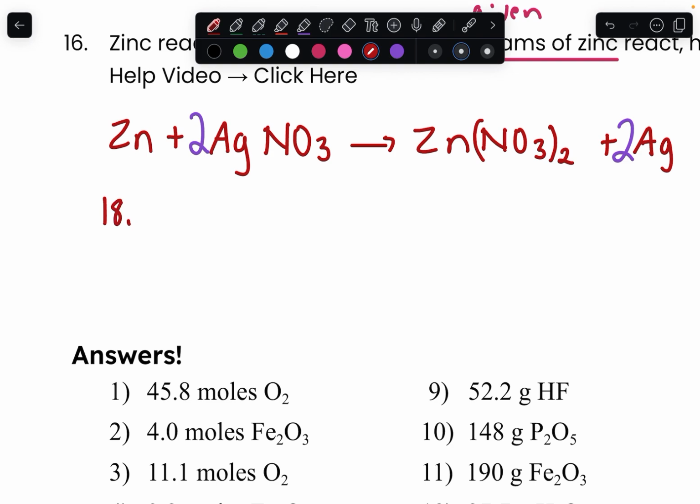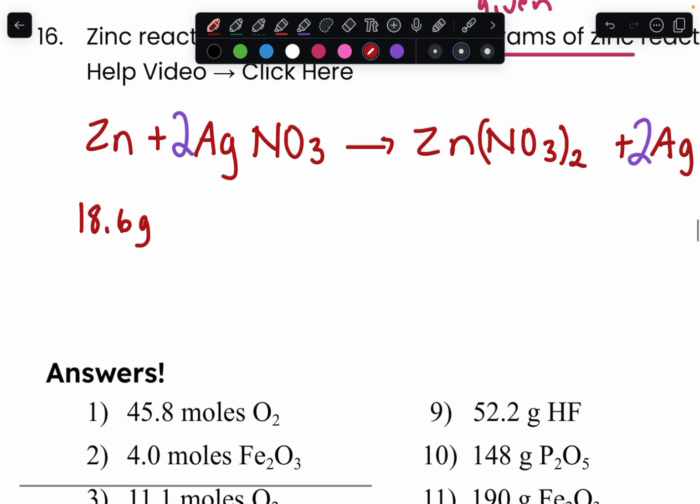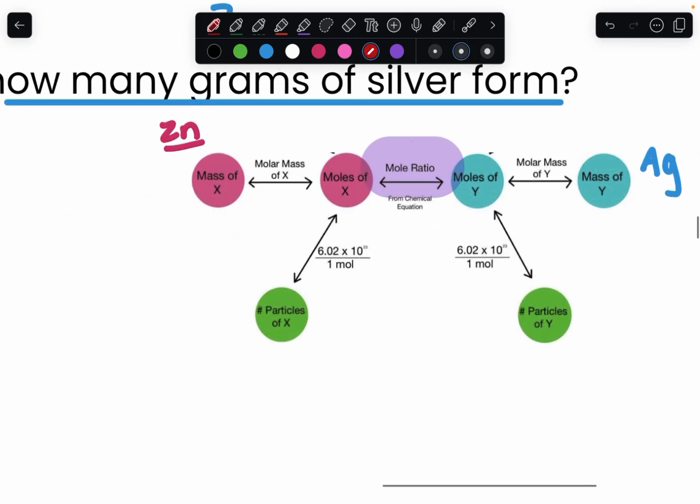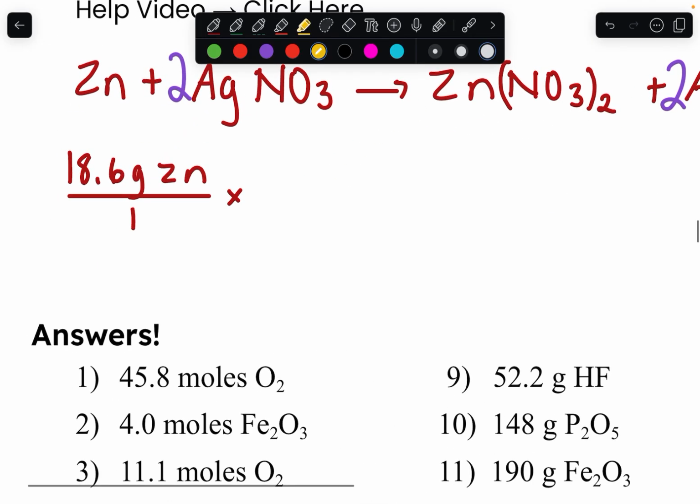I said we had 18.6 grams of zinc. So I'm going to label that here with the element so that I know which element I'm starting with. I'm going to put that over 1. Now, if I take a look at my stoichiometry map, I'm here. I need to get to moles of X, which is my moles of zinc. That is going to require a molar mass of X.